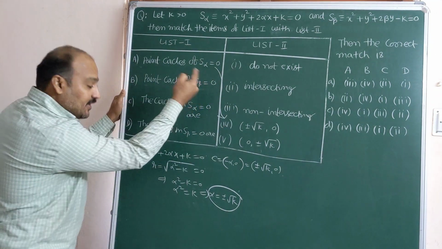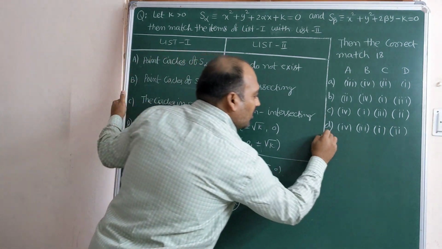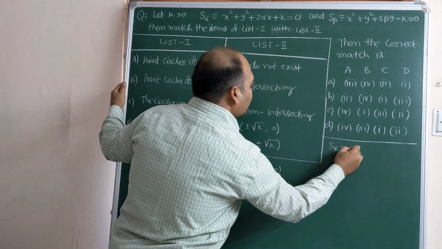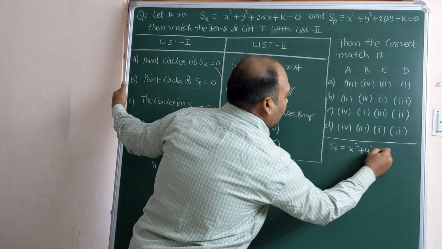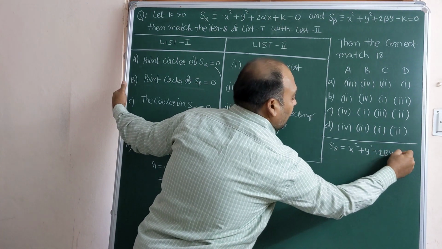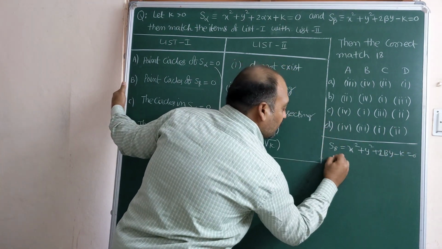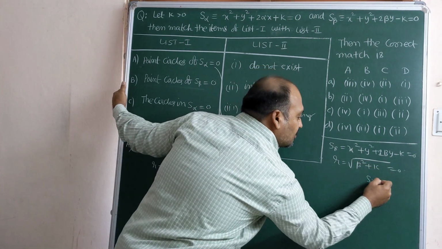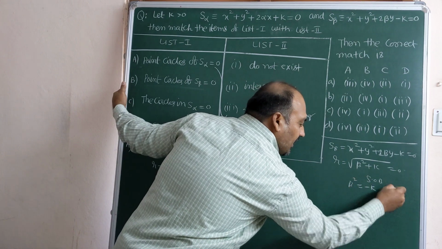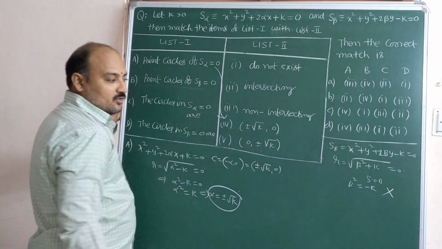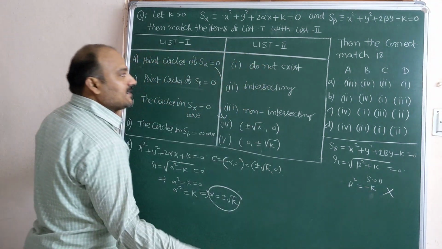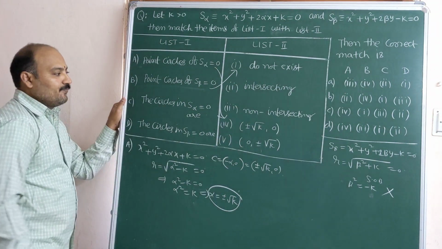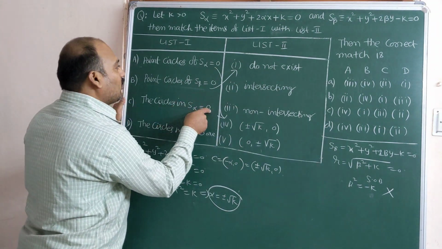Similarly, the point circle for S beta. Here I will do S beta, dear students. Point circle means radius equal to 0, now x square plus y square plus 2 beta y minus k equal to 0 here. Observe carefully. Root over beta square plus k equal to 0. So squaring on both sides, beta square equal to minus k, it is not possible. Any square value need not be negative, so it does not exist.